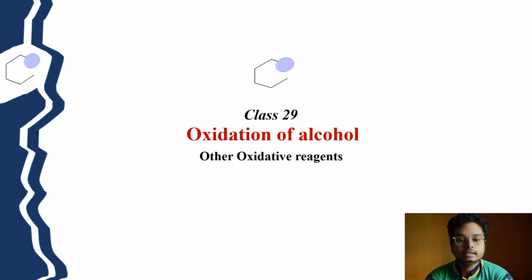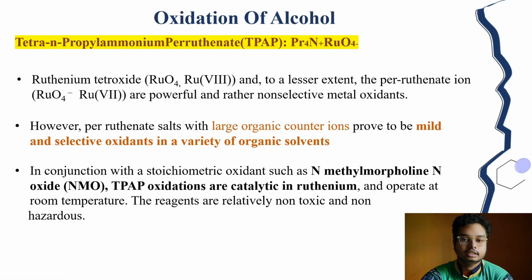Here in this particular class 29, we talk about the oxidation of alcohols, and here we talk about some unusual oxidative reagents. In this class, we talk about metal based oxidation, then some radical based oxidation reagents, and then hypervalent iodine based oxidation reagents. So we begin our discussion with the metal based oxidation reagents.